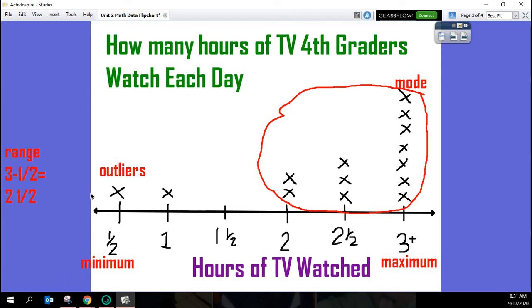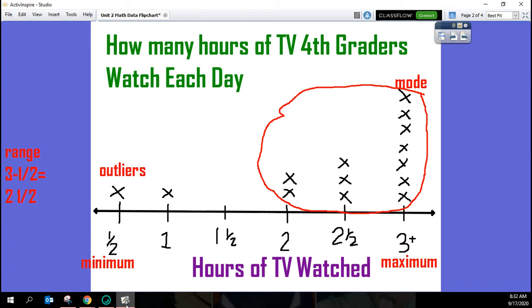We also have an outlier. We've got some outliers out here that lie outside where all of the data is concentrated here. So these two are our outliers, and an outlier is a data point that lies outside the majority of the data. Our last key term is mode. And mode is going to be the value that occurs most frequently. So we've got a lot of X's stacked here. That means that we had a lot of fourth graders who reported that they watched 3 or more hours of TV. So our mode, the value that occurs the most, is 3 or more.